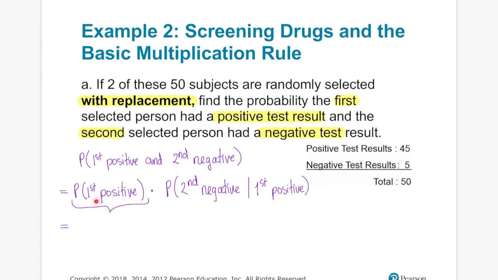To find the probability that the first person had a positive test result, we take the total number of positive test results divided by the total, which is 50. Now, after the first person was selected, we put him back in here. So there are still 45 in here, there's still 5 for the negative test result, and there's still 50 people. I want to find the probability that the second person selected had a negative test result. So there are a total of 5 negative test results. We take 5 divided by 50. So I have 225 divided by 2500. And I get 0.09.